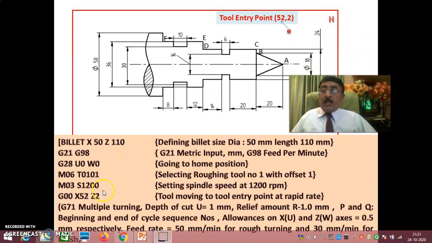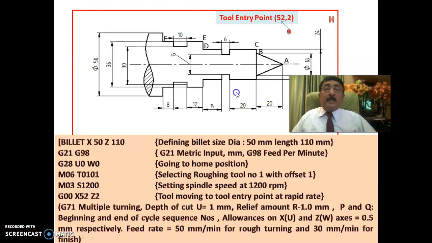Now as you see here, M03, this is the roughing tool, T0101. This is changing spindle speed. They have given 1200 as the spindle speed. You take 1200 only. Then G00, rapid traverse X52 Z2. That means from the home position, the tool comes rapidly to X52 Z2. This is the tool entry point, X52 Z2. From this it will go along the profile. As you know here, we have to feed A, B, C, D, E, F in terms of X and Z. That is the programming technique.